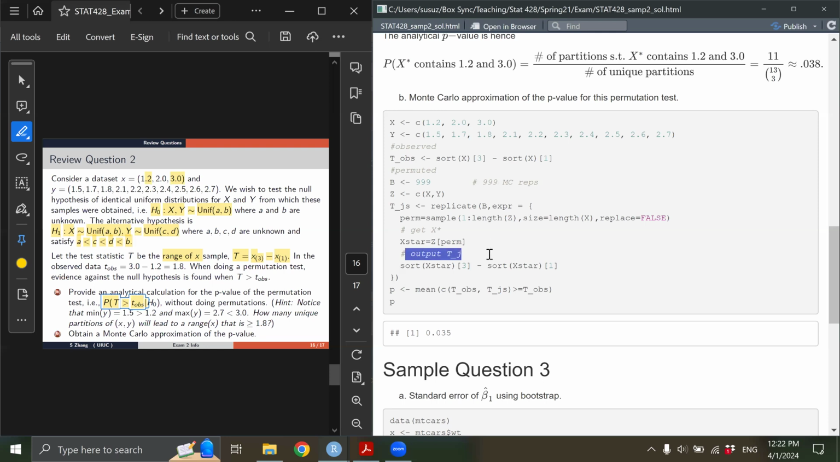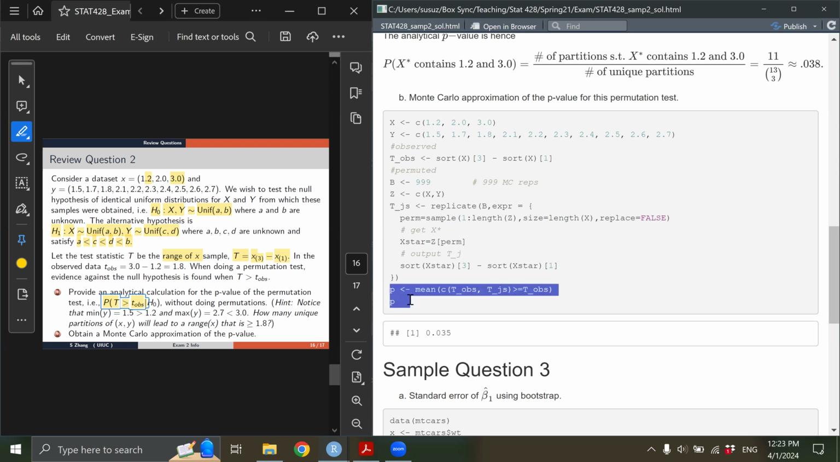The j-th permutation replicate of our range is going to be, on X star, the range, which is the third entry of the sorted X star minus the first entry, which is the minimum. So that's what we ask the code to return in each replication. And we should have a total of 999 of them, randomly sampled, of the test statistic under the shuffling of the original data.